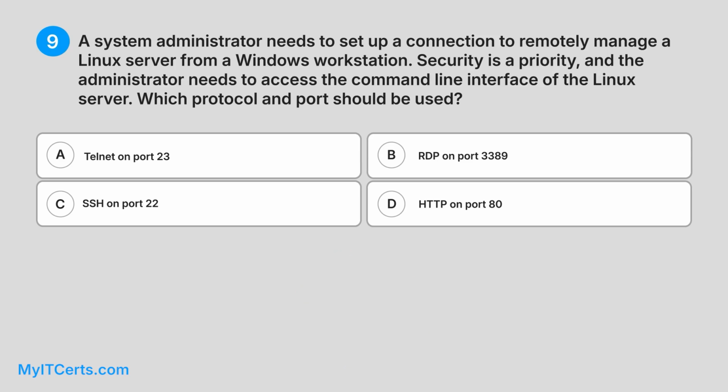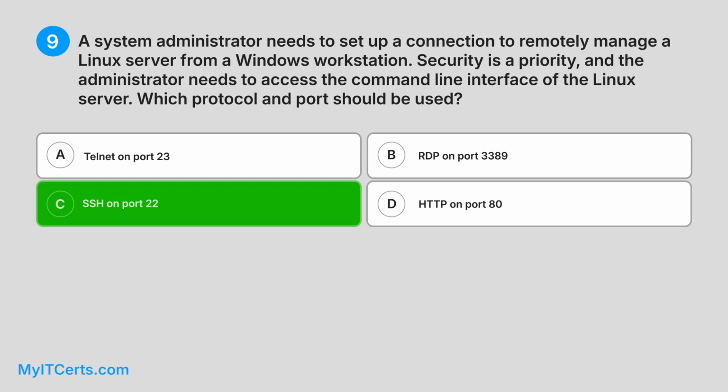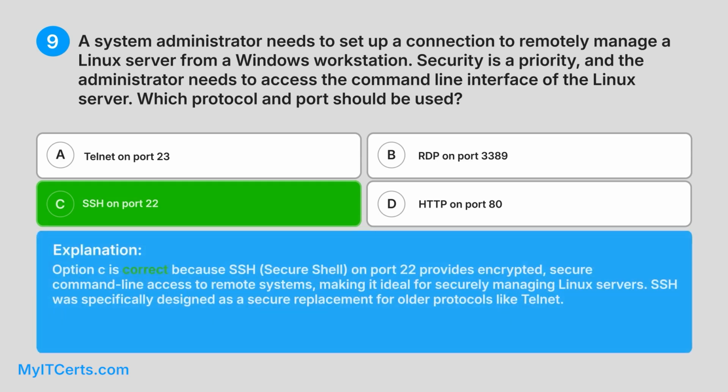Correct answer, C. SSH on port 22. Explanation. Option C is correct because SSH on port 22 provides encrypted, secure command line access to remote systems, making it ideal for securely managing Linux servers. SSH was specifically designed as a secure replacement for older protocols, like Telnet.